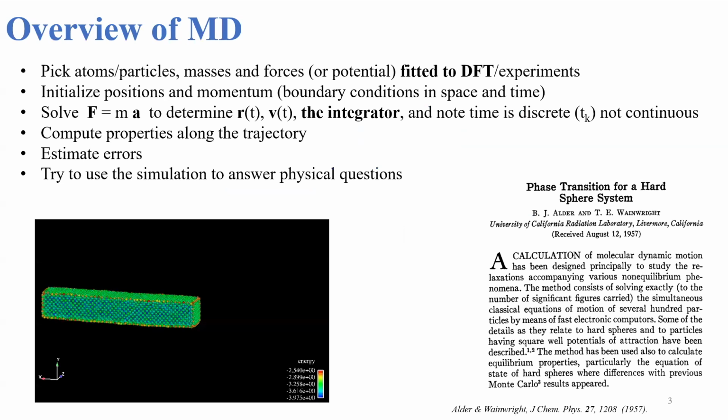So in a typical MD, very similar to what we did in density functional theory, first we decide the system that we want to simulate and the atomic structure, such as for aluminum or for polyethylene and so on. Then we provide or calculate masses and the forces acting on the particles. And these forces are parameterized or fitted to density functional theory or experiments. This is how we establish a connection or coupling between DFT and MD.